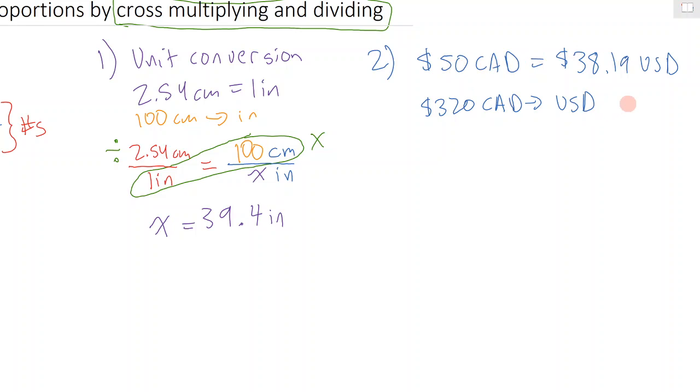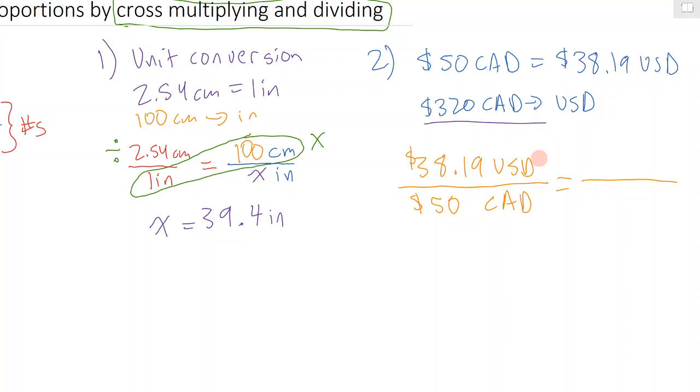So we can set this up as a proportion. On the previous one, I put the number on the left up top, but just to show you it doesn't matter, I'm going to put this number up top in this question. So 38.19 USD, that's dollars, per 50 Canadian dollars. This is my rate, and we're going to make that equal to a fraction. And then we're actually going to put the numbers for our question on this right-hand side.